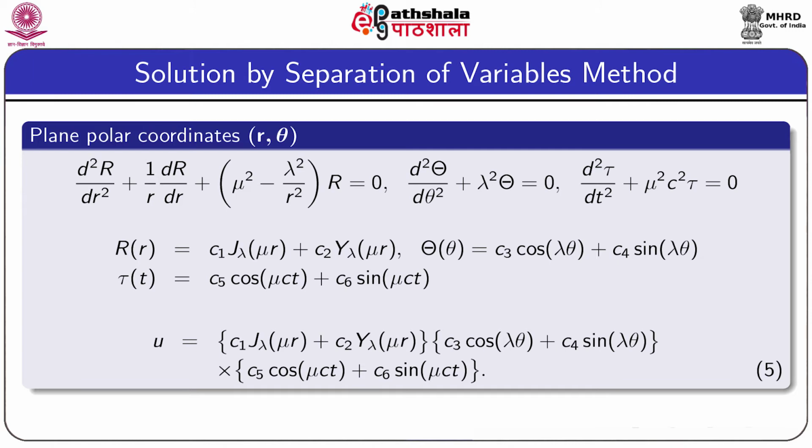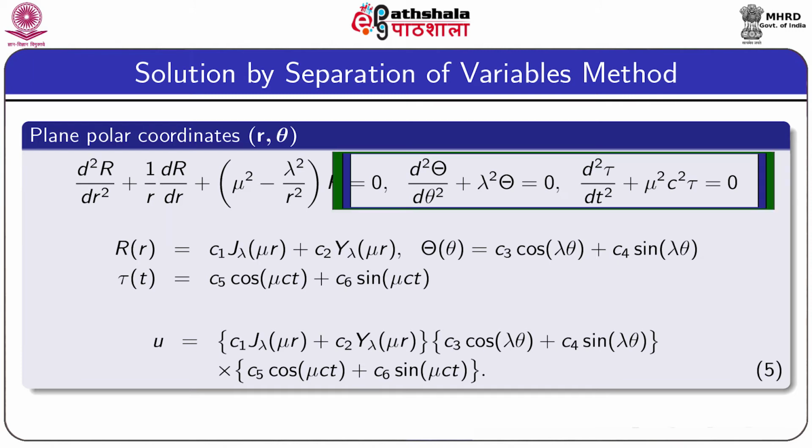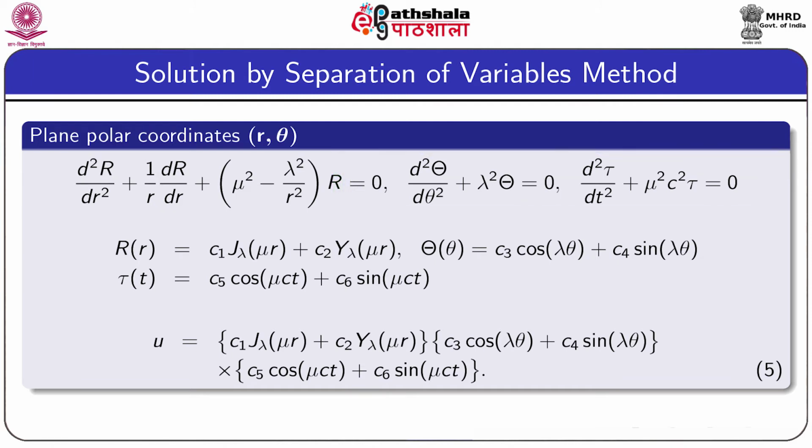d2R dr square plus 1 by r dR dr plus mu square minus lambda square by r square, times capital R, equals 0. And the Theta equation is given by d2 Theta d theta square plus lambda square Theta equals 0, and the equation for Tau is d2 Tau dt square plus mu square c square Tau equals 0.